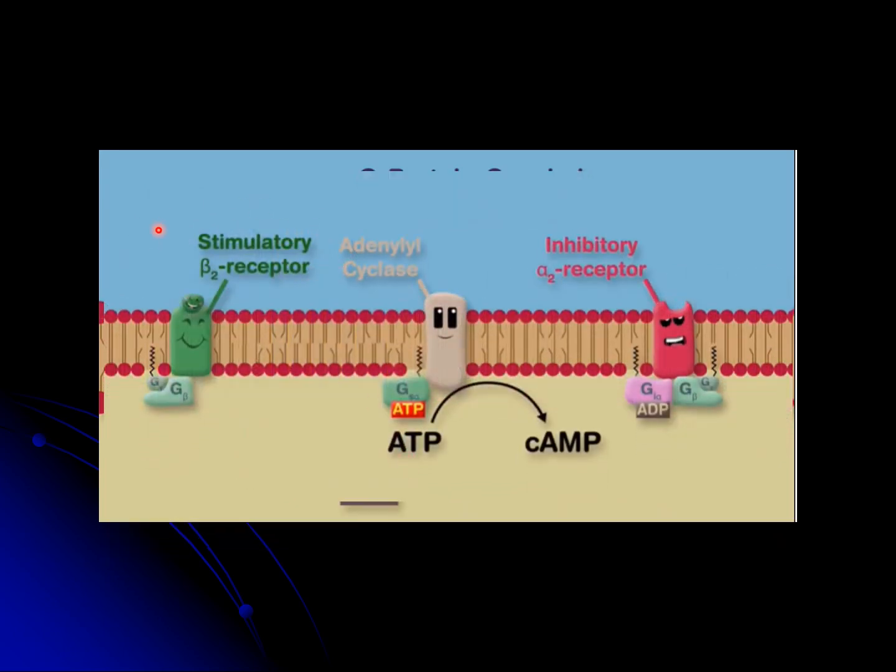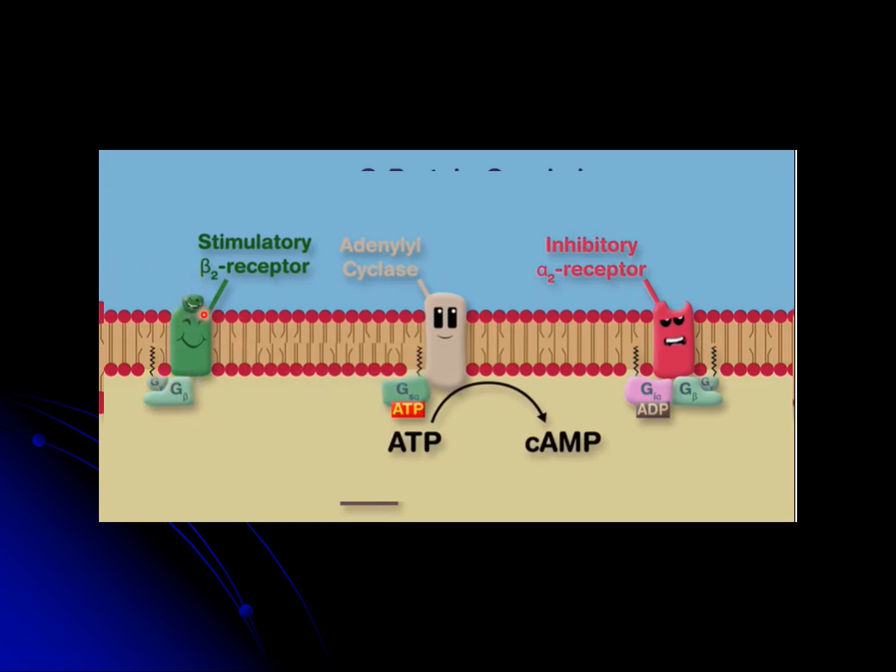This is an example of the beta 2 receptor, which is stimulatory. Beta 2 are basically stimulatory receptors, and our main neurotransmitters like epinephrine act on the beta 2 receptors, causing sympathetic stimulation. And then what is happening? It is acting through the G stimulatory proteins. Alright, so it's a happy phase.